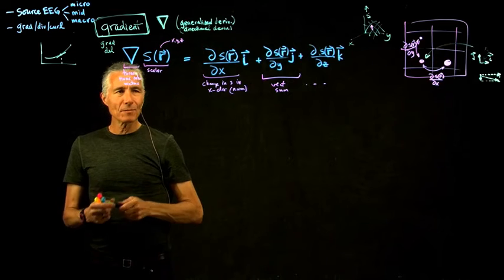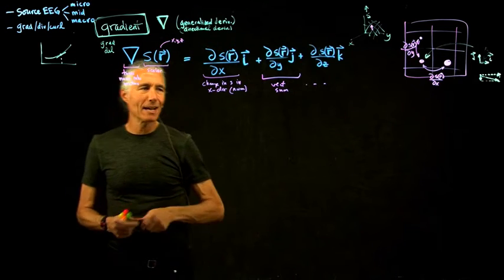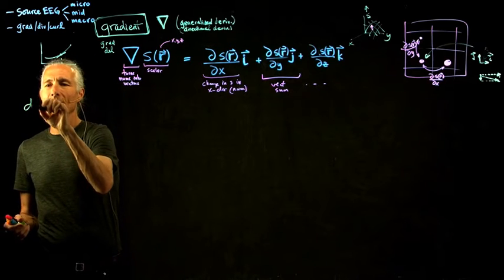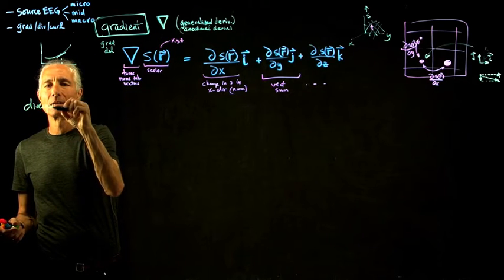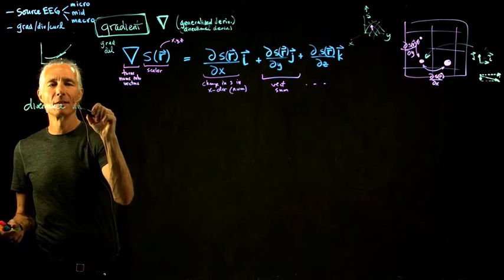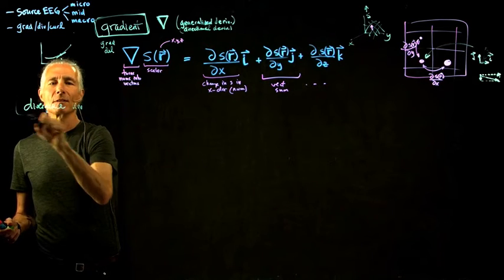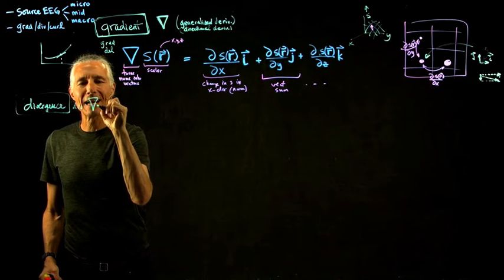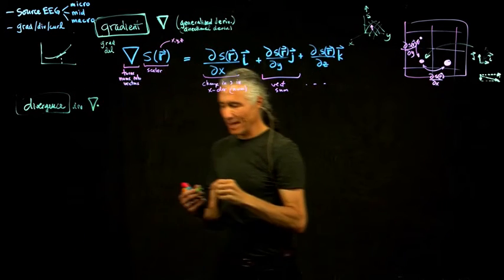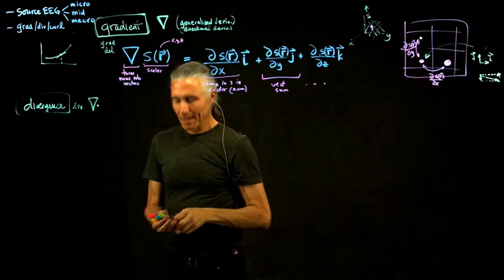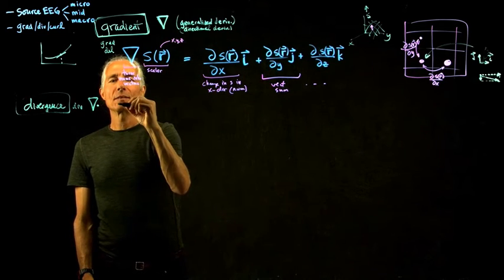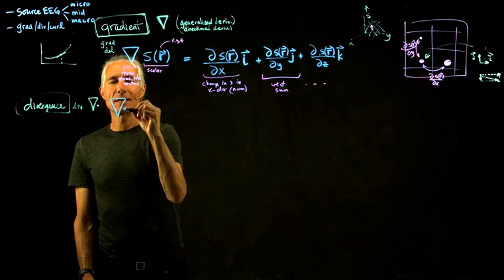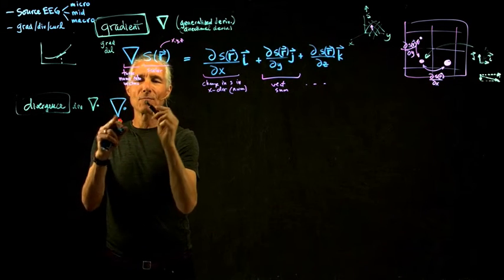So the next one's a little more complicated. It's kind of like a dot product. And so this one is called divergence, or div, divergence. And this one, it's usually written as that del dot, but that all sticks together into a single thing. So that's del dot. You should think of that as one thing.